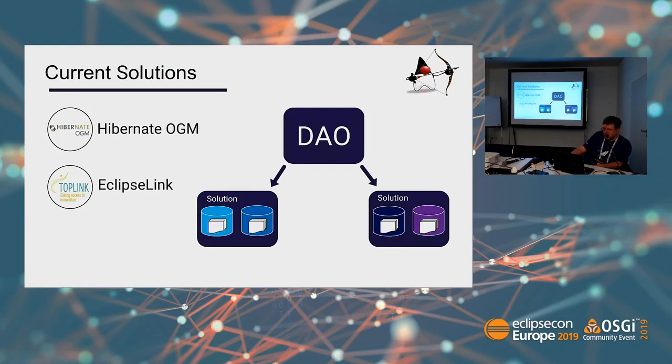Current solutions, as already mentioned, Hibernate has an OGM module, which applies JPA more or less and allows to use it on top of common NoSQL systems. And Eclipse Link, formerly TopLink, also has a NoSQL module.